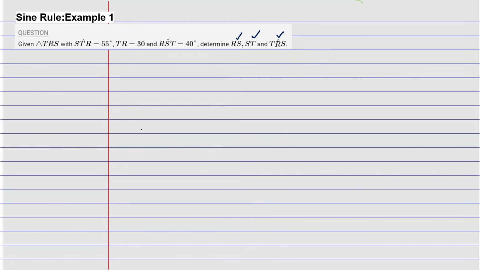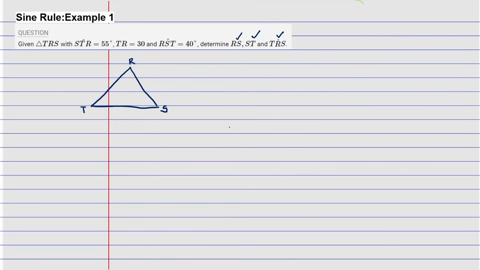So now let's draw the triangle with the information that we're given. So this is the triangle. We know this is T, so I'm going to start here. So it's going to be TRS.